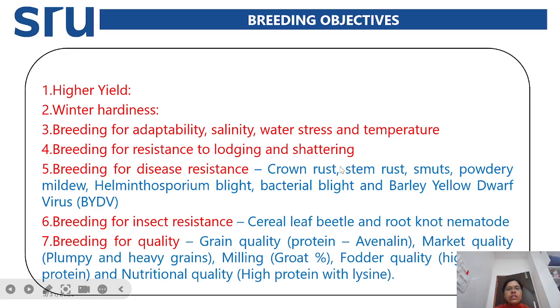In case of oats, the crown rust, stem rust, smut, and powdery mildew, and helminthosporium blight, that is bacterial blight, and barley yellow dwarf virus. So these are the most important diseases in case of wheat crop. And next is breeding for insect resistance. So here the major pests in case of wheat are cereal leaf beetle and root knot nematode.